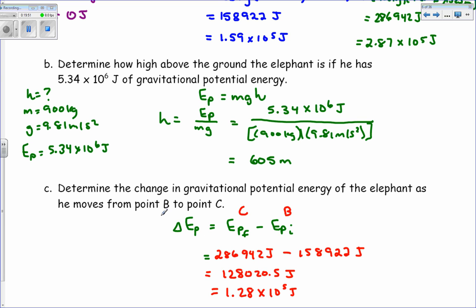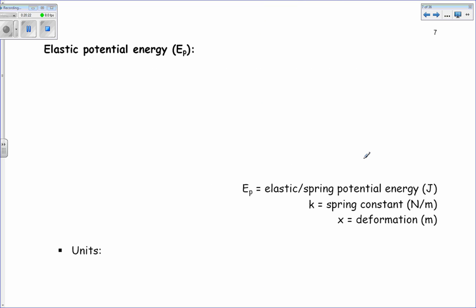You could have also, if you didn't actually have this calculated out, just done mg times h, the height at C, minus mg times the height at B, or mg times the difference in those heights. And when we start talking about work, we'll be doing calculations that fit that. Okay, so we'll look at elastic potential energy next. It's another type of potential energy.